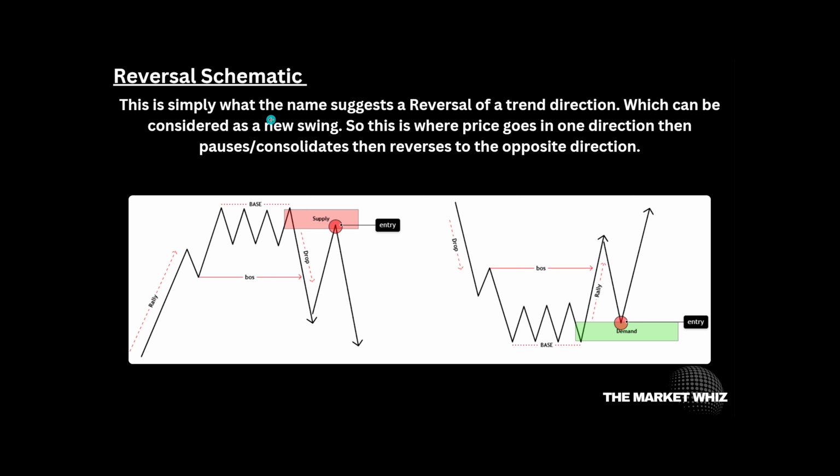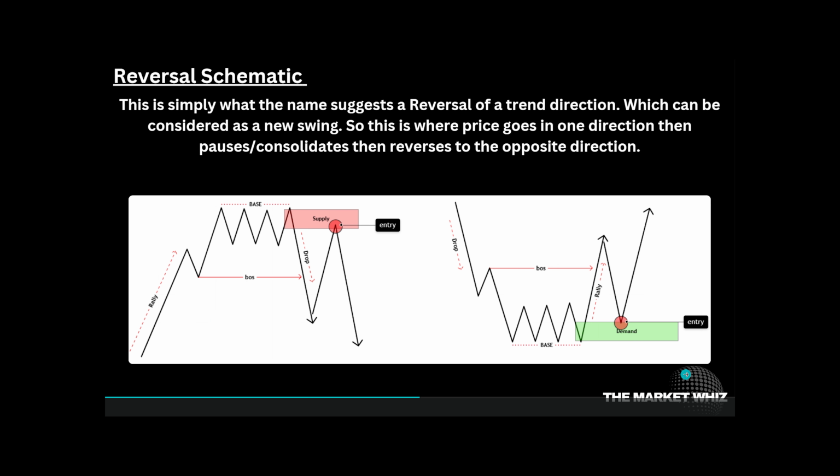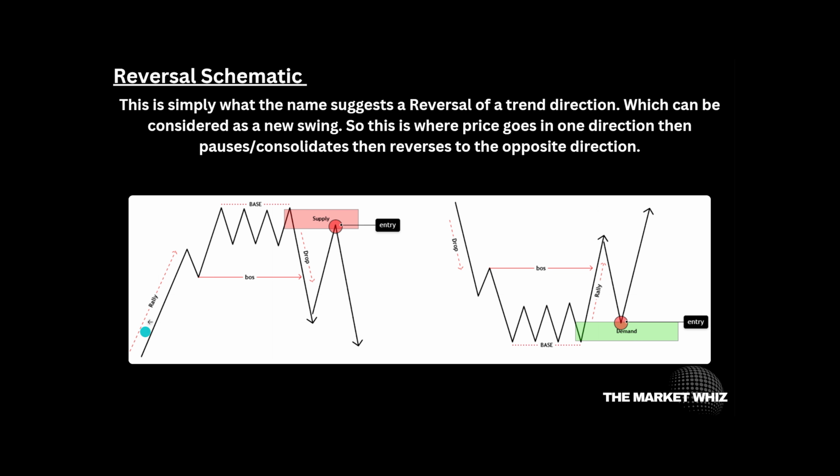This is simply what the name suggests: a reversal of a trend direction, which can be considered a new swing. Price goes in one direction, then pauses or consolidates, and then reverses to the opposite direction. When we look at this in a schematic, we have a rally, we have a base, and then we have a drop. And that drop, what do we have? We have a supply zone.